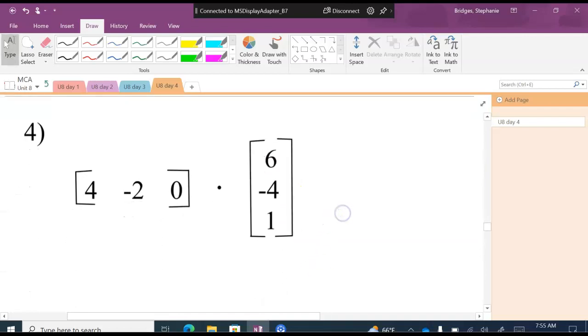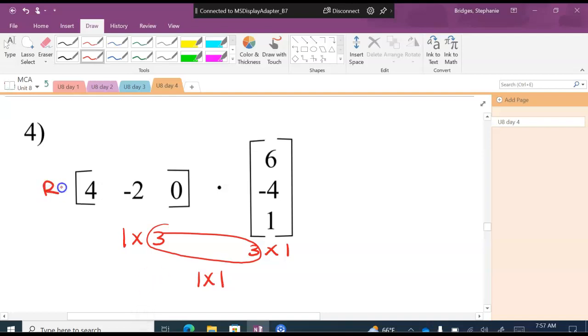This one's a little tricky in the way the answer looks. This always confuses folks. The first is a 1 by 3, and the second one is a 3 by 1. So they can multiply. And what size is my answer? 1 by 1. A 1 by 1 is literally going to be one number, okay? You have one row and one column to multiply. So that's all you're going to have.